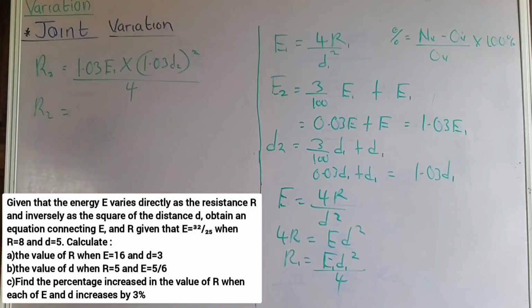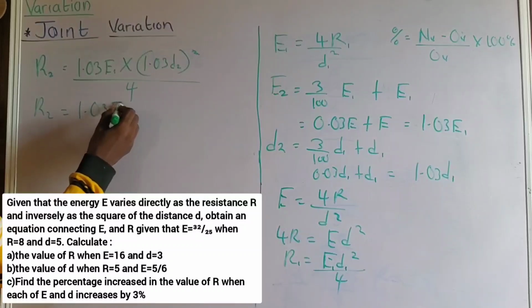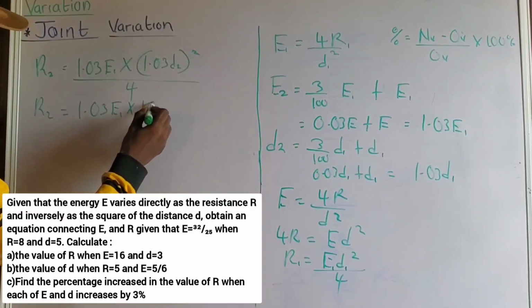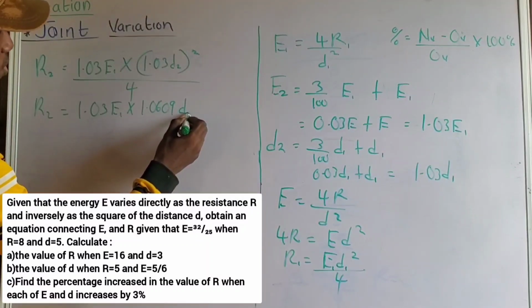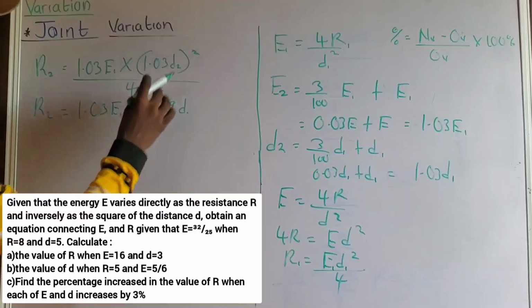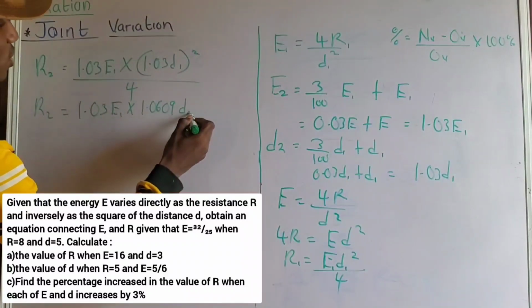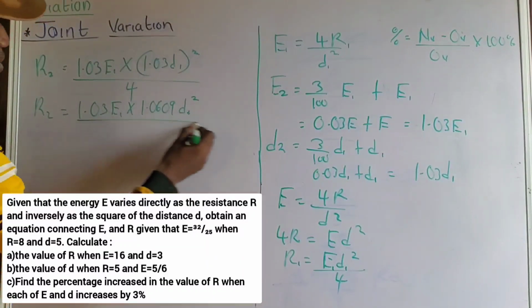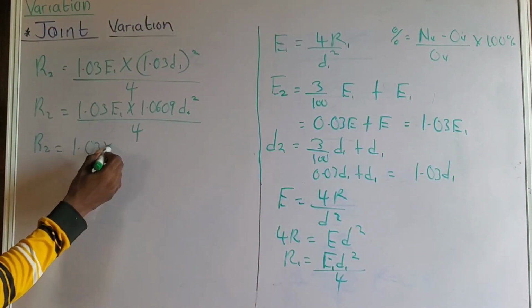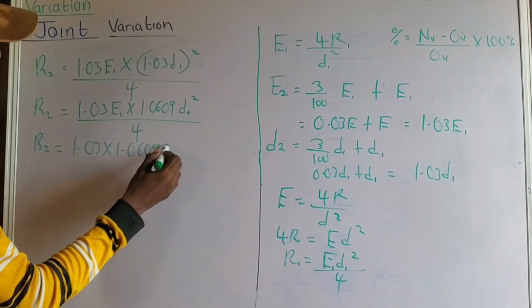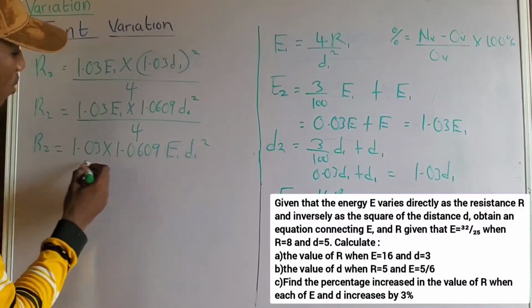Now if you take the square, 1.03 squared, what's the answer? 1.03 squared is 1.0609. So I'm going to have 1.03 e1 multiplied by 1.0609 d1 squared, all over 4. Okay, so r2 equals 1.03 multiplied by 1.0609 e1 multiplied by d1 squared all over 4, right?